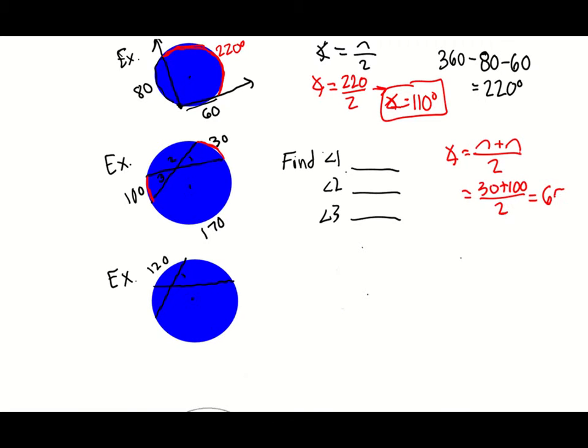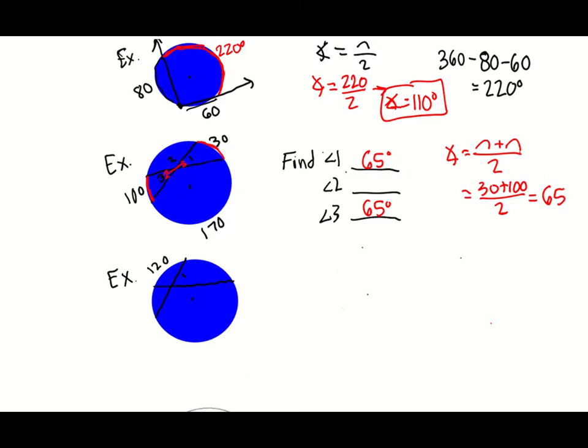65. And that is my angle measure for 1 and 3, because if you look at 1 and 3, they are vertical angles. They're right across from each other, so they're going to be equal. And they also have the same arcs for our equation, arc plus arc over 2.